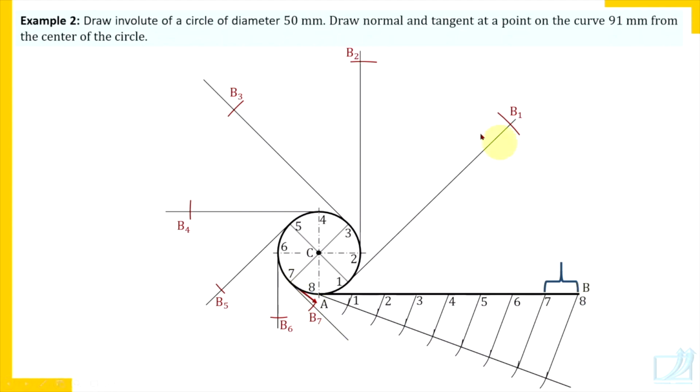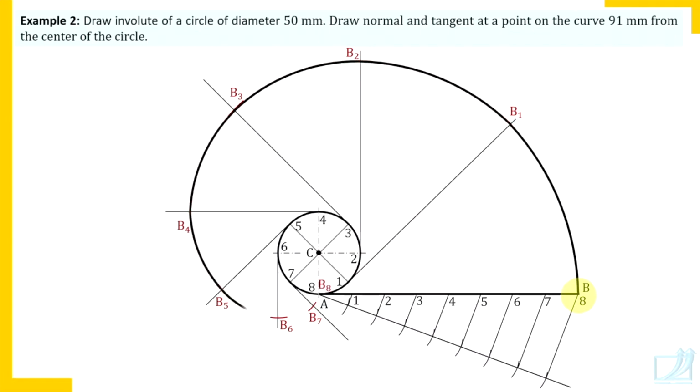And then after one complete revolution, that means this eighth point on the wire, after one complete revolution will come in contact with this point. So here that curve should end at point 8. So draw a smooth freehand curve. This is how we have completed the involute.